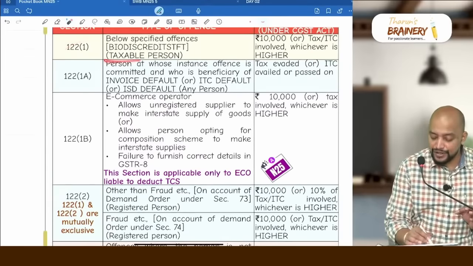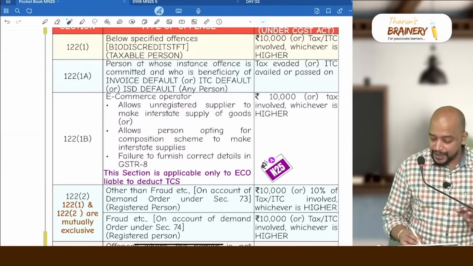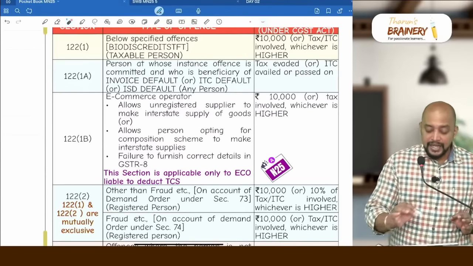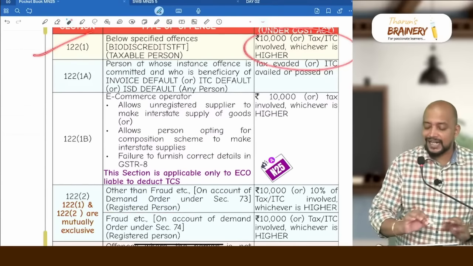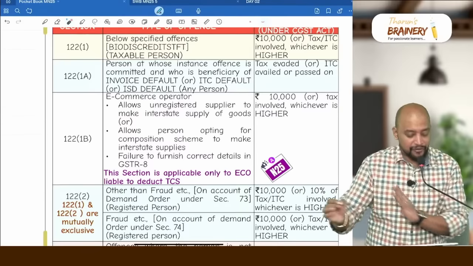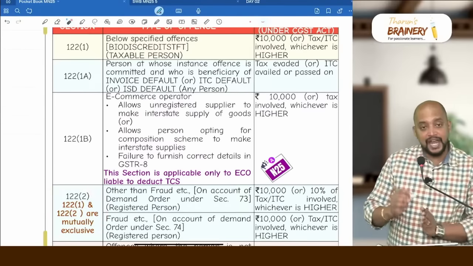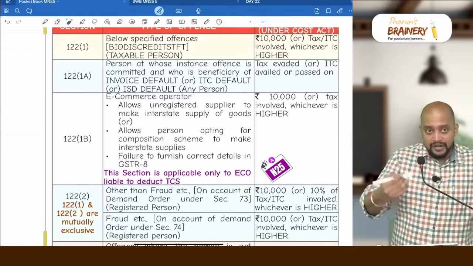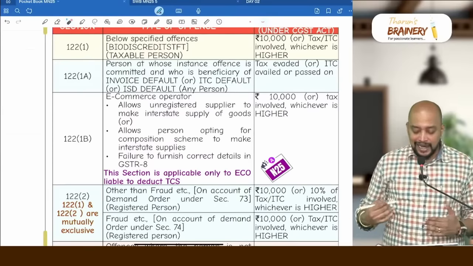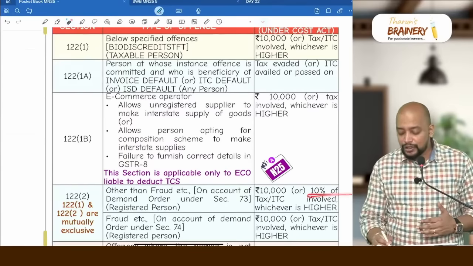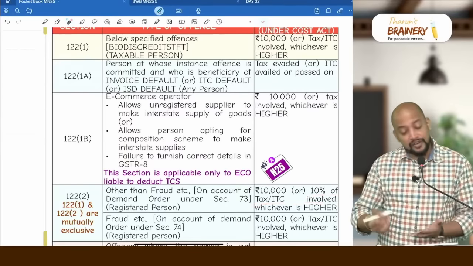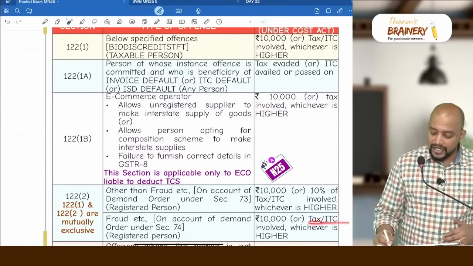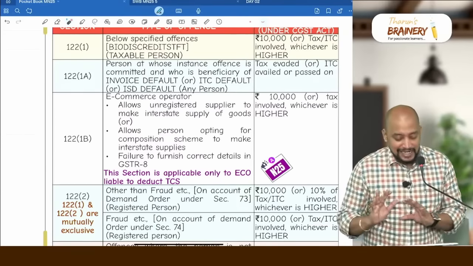122 subsection 1 is on taxable person, 122 subsection 2 is on the registered person. In 122 subsection 1, we don't have any classification other than fraud or fraud, but in 122 subsection 2, we have a classification about fraud versus other than fraud. In case of other than fraud, we have a lower penalty, 10% of tax or ITC, whereas for fraud it will be 100% of tax or ITC, etc.